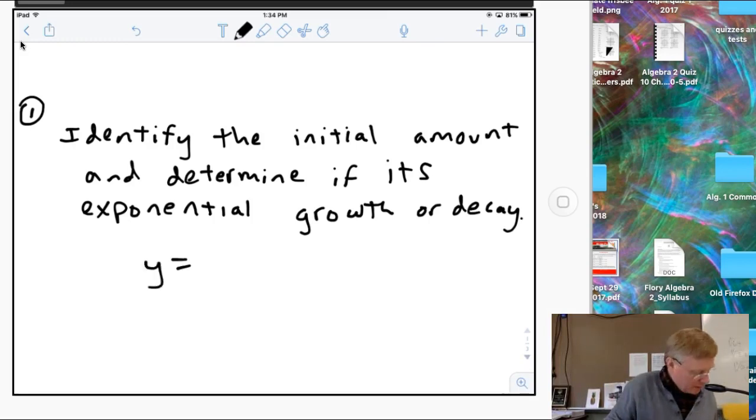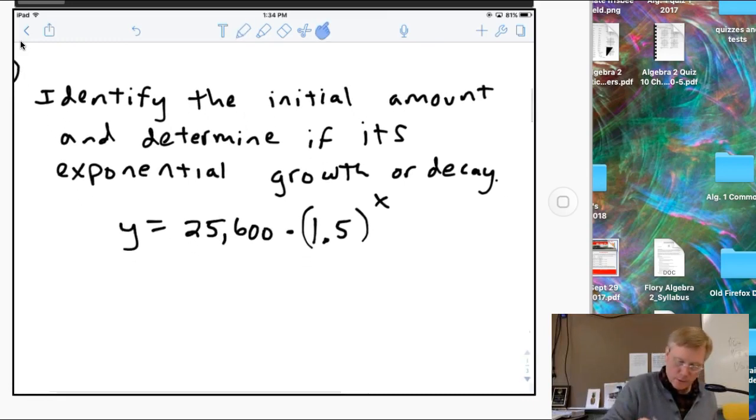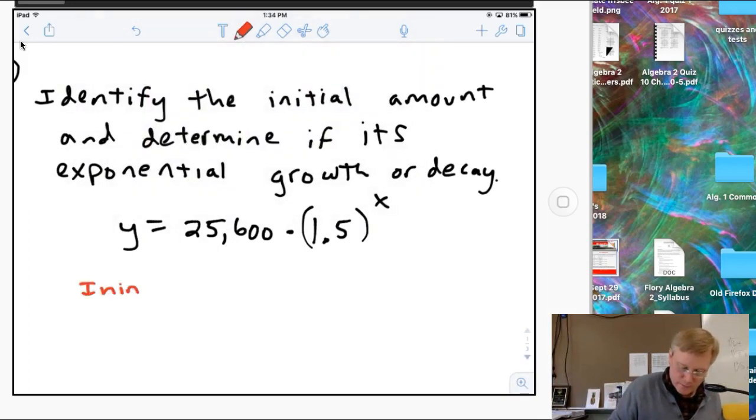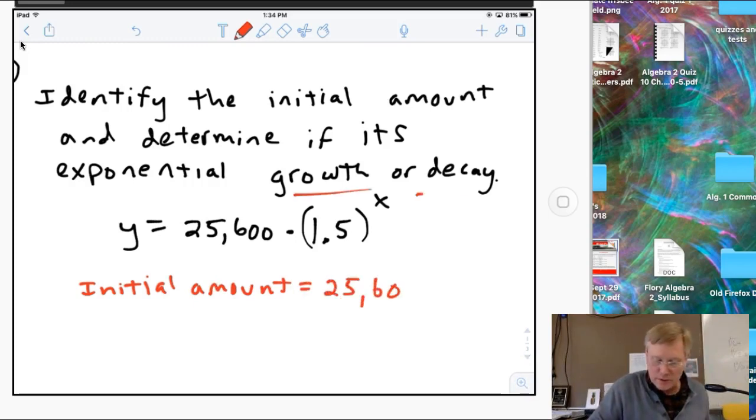My first problem has the equation y equals 25,600 times 1.5 to the x. So the initial amount, that's the easy thing, that's 25,600. Now the question is it growth or is it decay? So I'm looking at this right here, the 1.5. Since 1.5 is bigger than 1, it's going to be exponential growth.